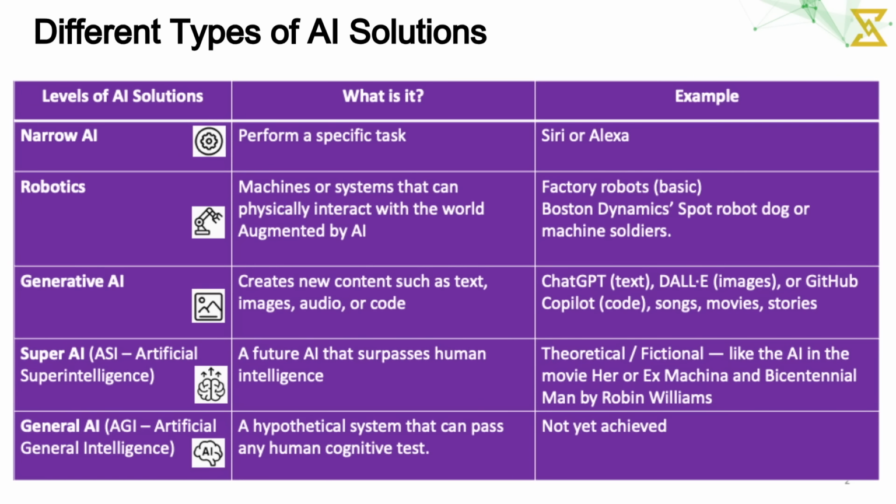We have previously reviewed 5 categories of AI-based solutions. We've talked about Siri as a narrow AI application, robots in factories and robot soldiers, generative AI creating music and videos, AI systems surpassing human intelligence as artificial superintelligence, and subsequently, artificial general intelligence, where AI systems pass human cognitive tests.